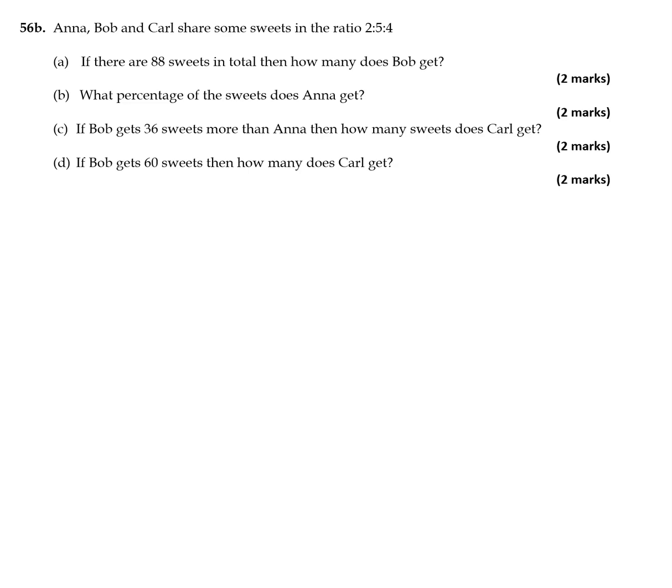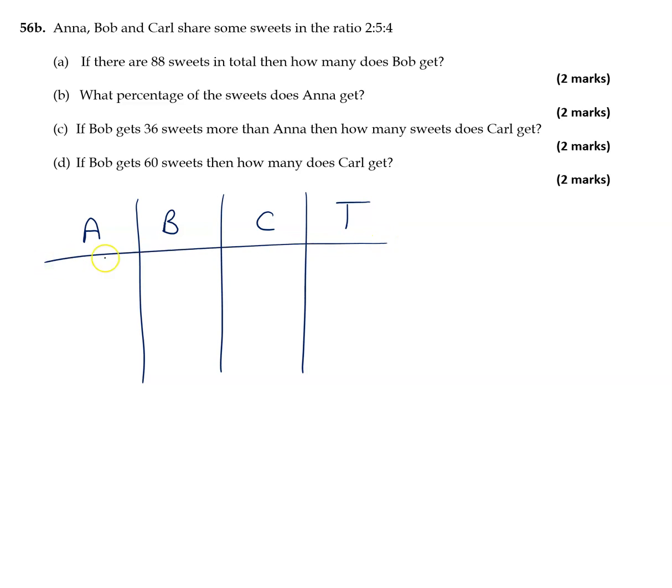Anna, Bob and Carl share some sweets in a ratio 2 to 5 to 4. Okay, so any ratio question I would always do some sort of table. Anna, Bob and Carl. And I'd normally put in the total. You don't always need it, but I'm going to put it in. So Anna has 2 for every 5 that Bob has and for every 4 that Carl has.